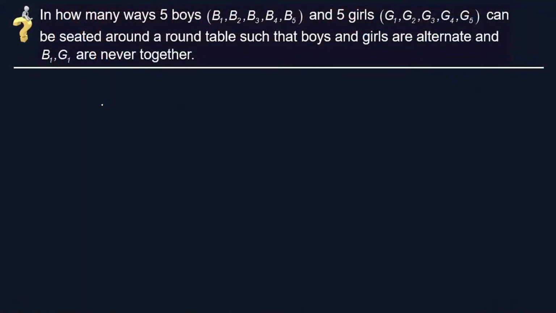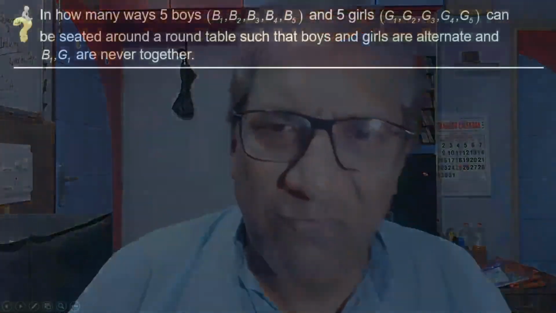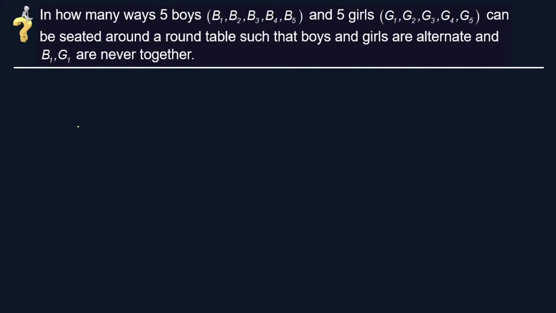See this question. In how many different ways can 5 boys and 5 girls be seated around the round table such that boys and girls are alternate and B1, G1 are never together? Can you remember we have done the same kind of problem in my previous class where 2 particular persons were never together? But still they are sitting in the alternate way. This sum we have done already in my previous class, but that was linear permutation. They were arranged in a row. Now in this problem, the 5 boys and 5 girls are seated around the round table.